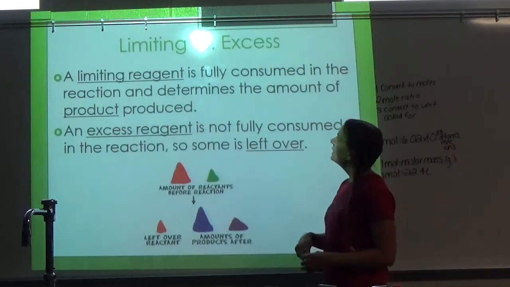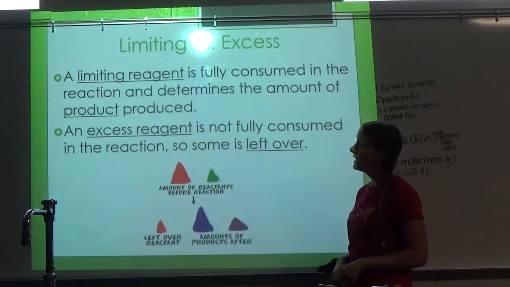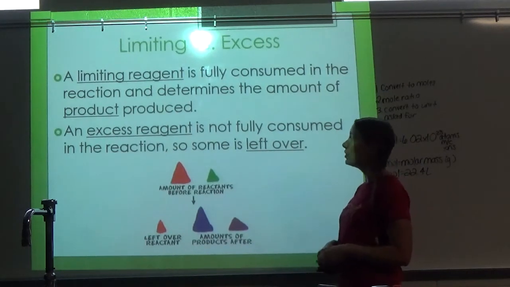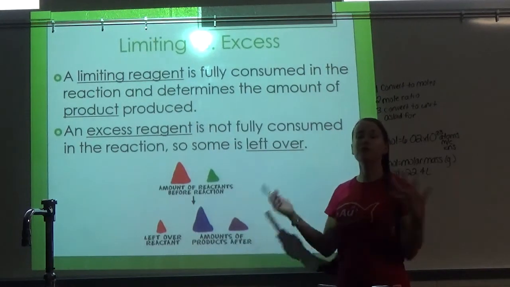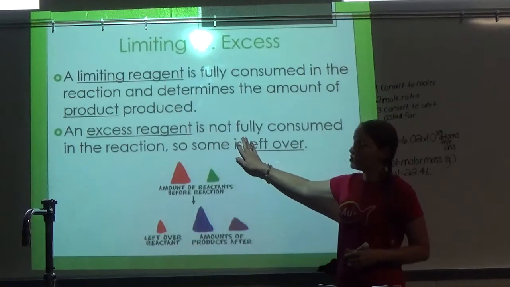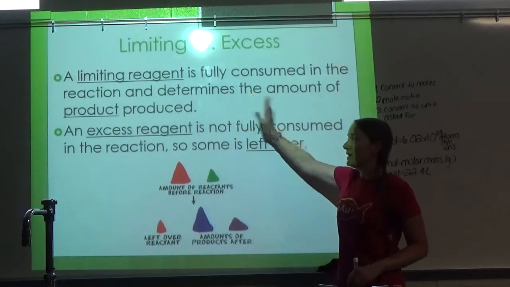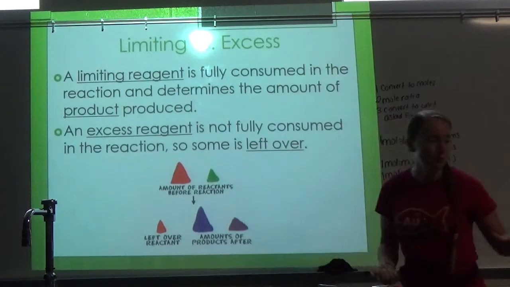A limiting reagent is fully consumed in the reaction and determines the amount of product produced. An excess reagent is not fully consumed in the reaction, so some is left over. For example, in our sandwich example we just did, that huge family pack of turkey, you're going to have a bunch of that left over. That would be an excess reagent. Whereas the cheese and the lettuce ran out, so those would be limiting. And then what was our other ingredient? Oh, and bread would also be excess because there would be some bread left over.